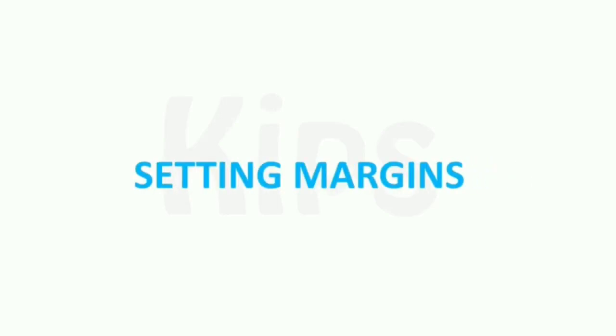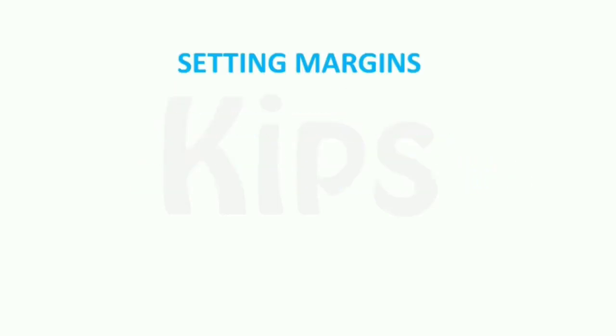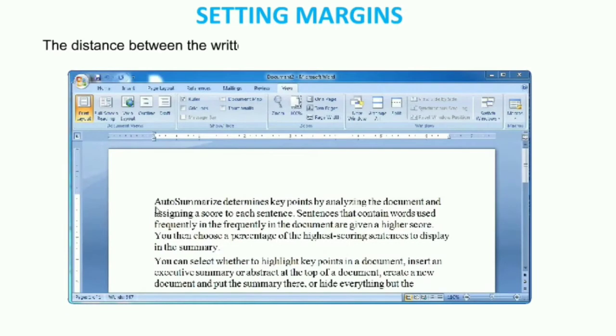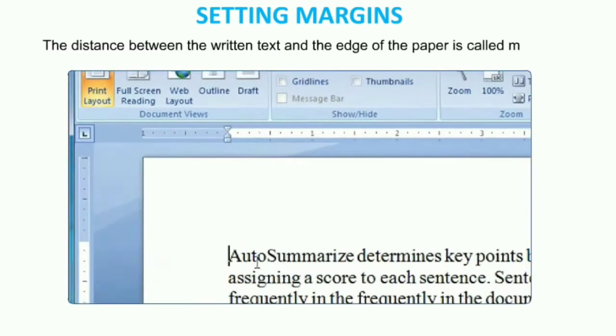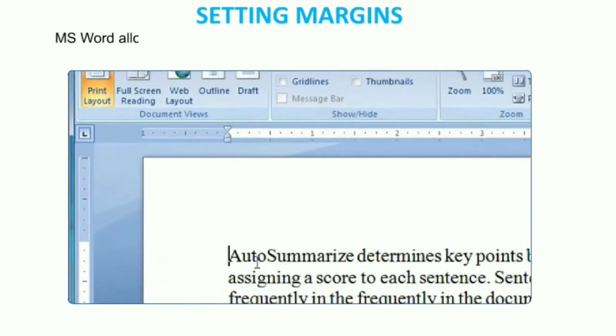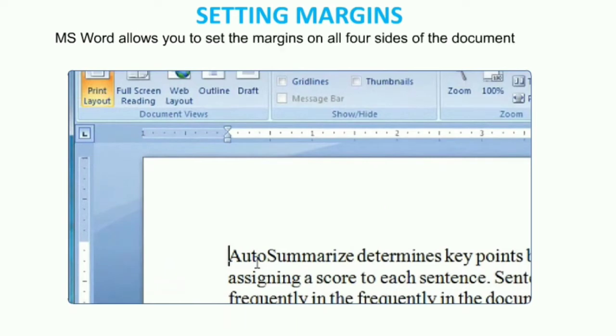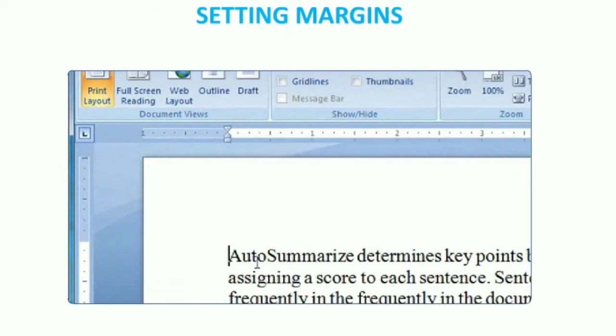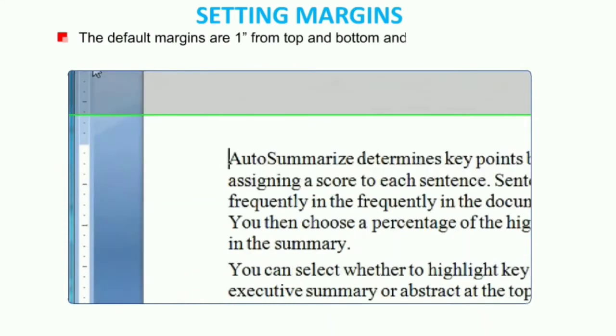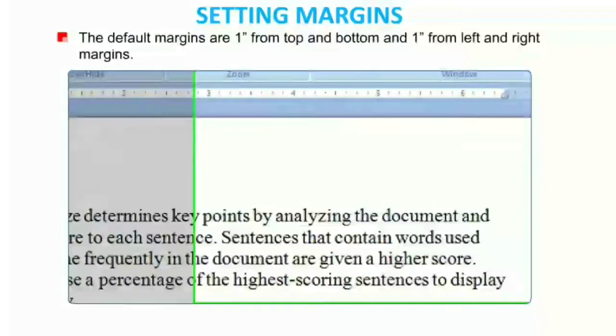Let us now discuss setting margins. The distance between the written text and the edge of the paper is called margin. MS Word allows you to set the margins on all 4 sides of the document, that is, top, bottom, left and right. The default margins are 1 inch from top and bottom and 1 inch from left and right margins.